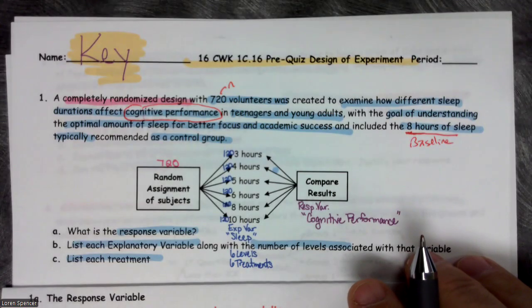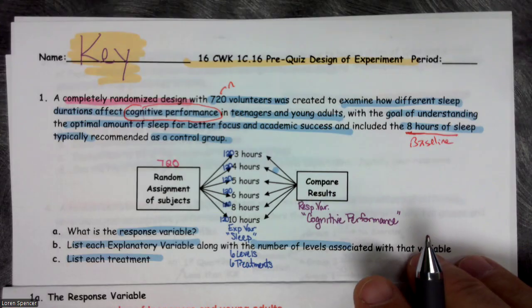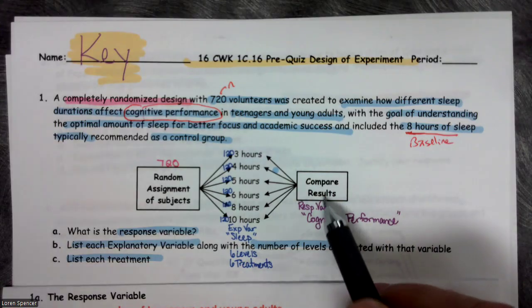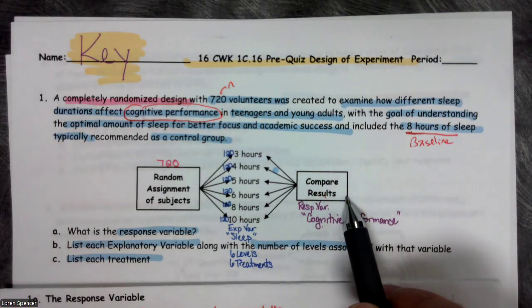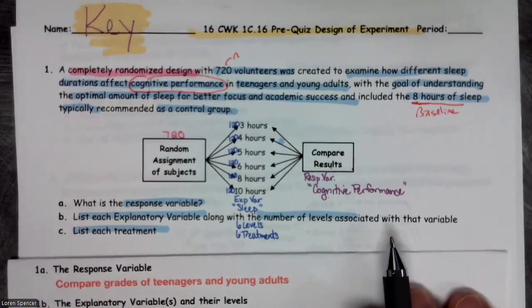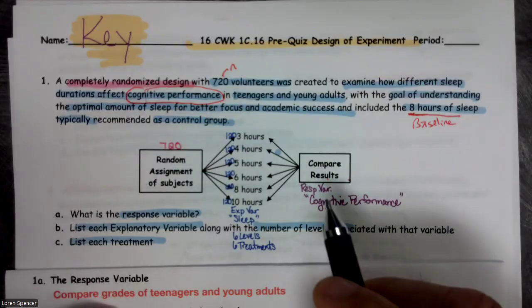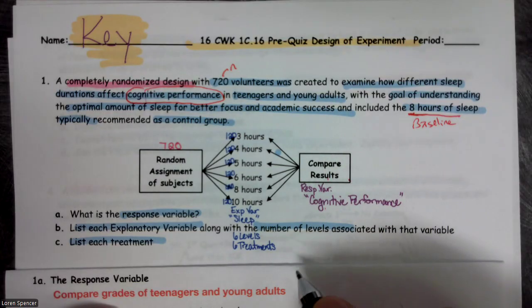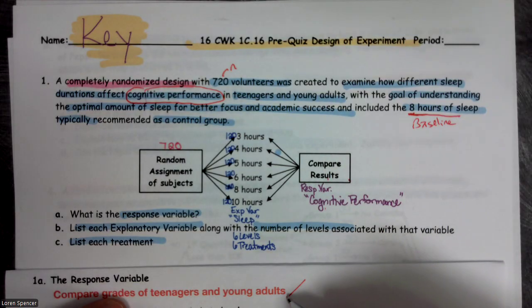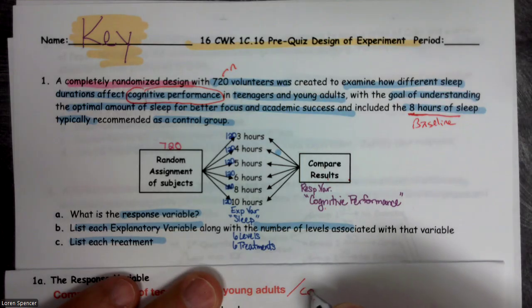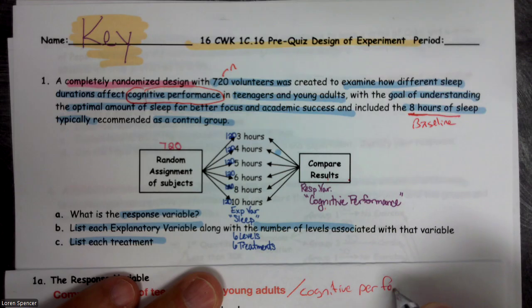First question: what is the response variable? What are we comparing at the end? Well, what we're comparing at the end is cognitive performance. So the response variable is comparing grades of teenagers and young adults. You could have said grades, or you could have said cognitive performance, because we don't know exactly how it is measured, but cognitive performance is what we're looking at.